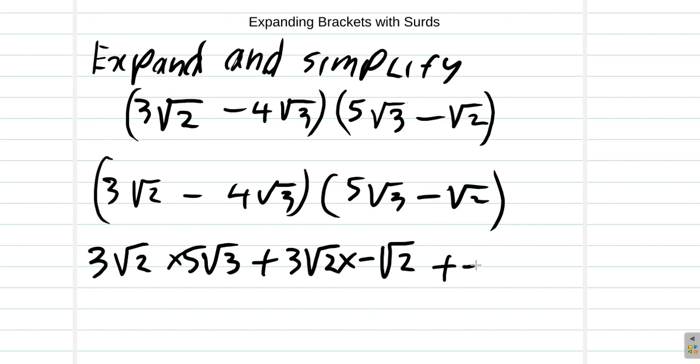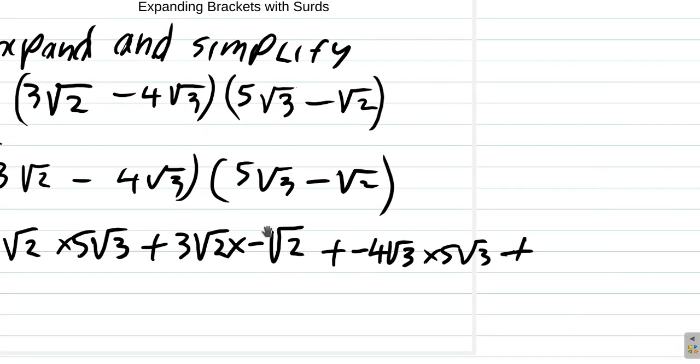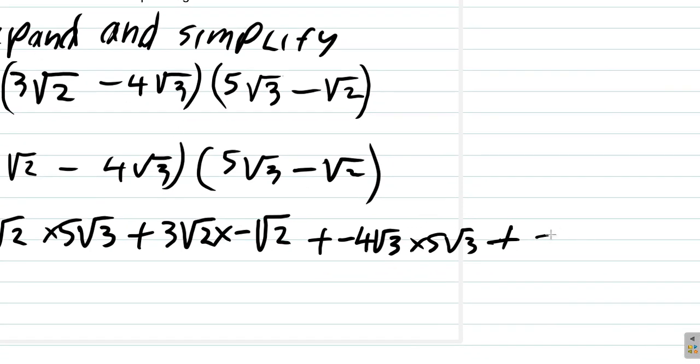So it's plus negative 4 square root of 3 times 5 square root of 3. So you see, each time I put plus, even though I know later on it's going to be a minus, but I'm following the general rule. This plus this times this, plus this times this, and so on. We'll deal with the negative signs later on. And then plus negative 4 square root of 3 by negative square root of 2. Right? So negative 4 square root of 3, which is this, times negative square root of 2, which is this.